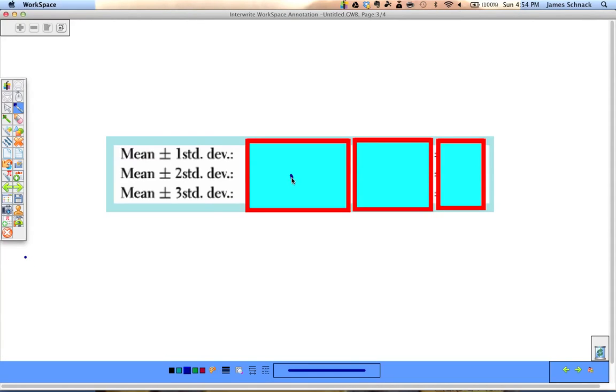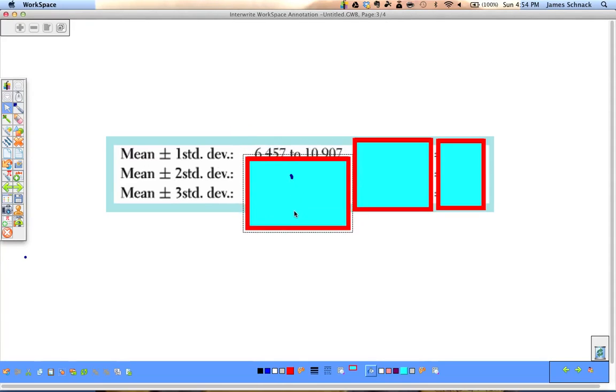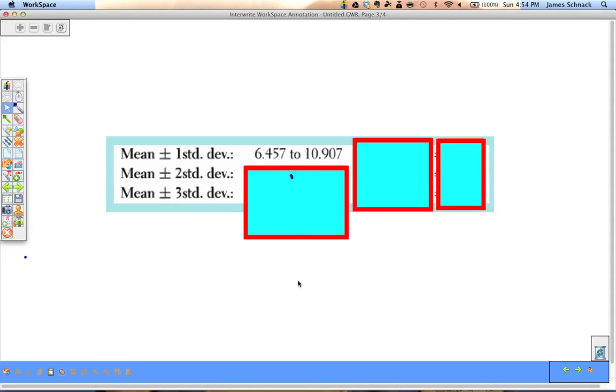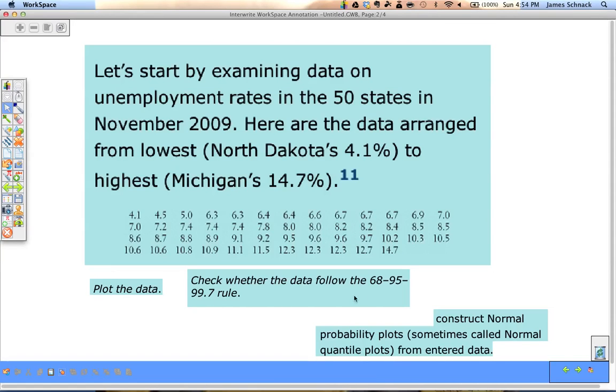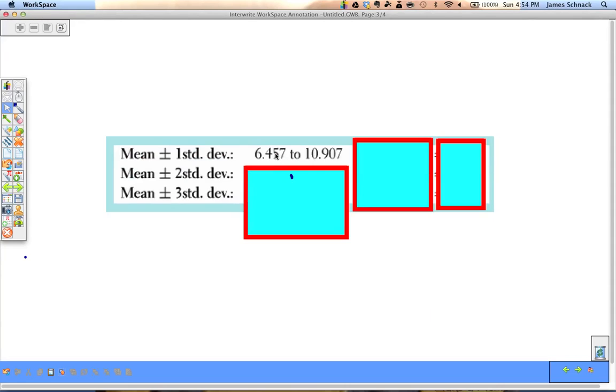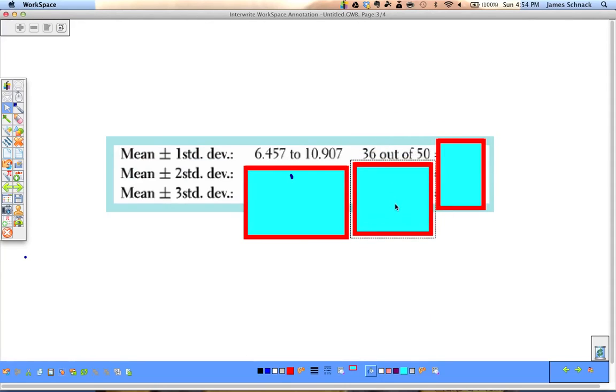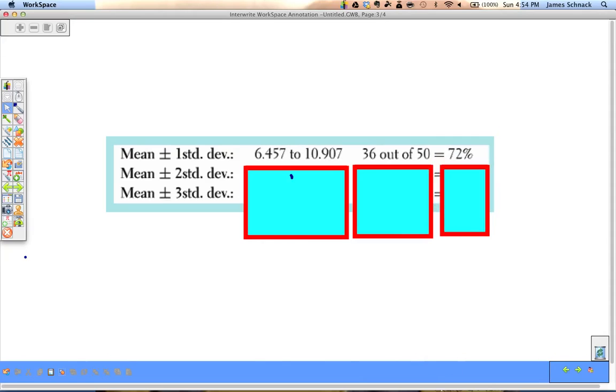What are the intervals that we're looking at now? Well, the intervals that we're looking at are mean plus and minus 1 standard deviation, so that would be this. If I have 68% of all my data values, or close to it, within this range. Well, there's 36 out of 50 that fall within these values, which is 72%. I mean, not great. It's kind of close to 68%, but not great.